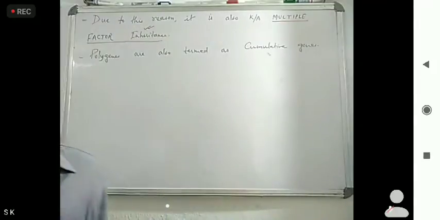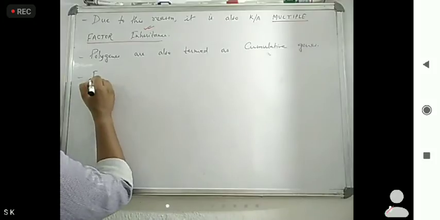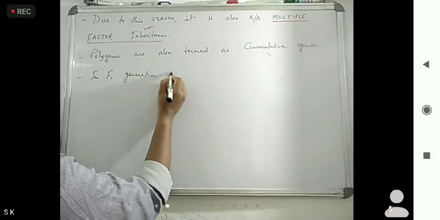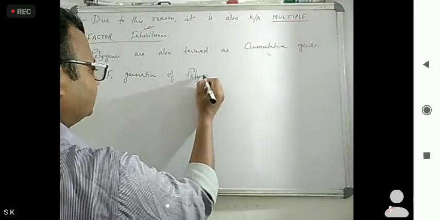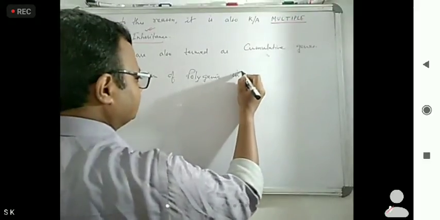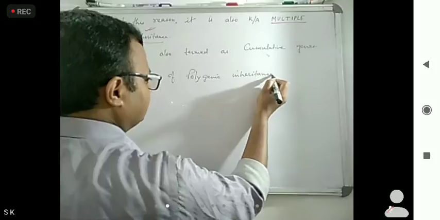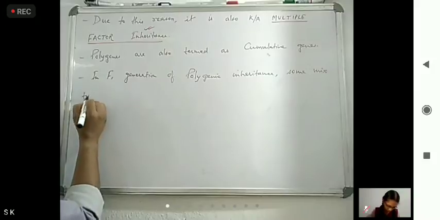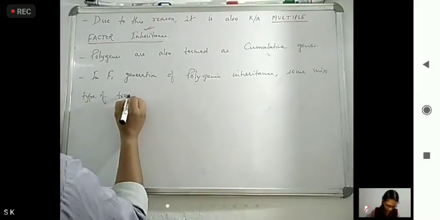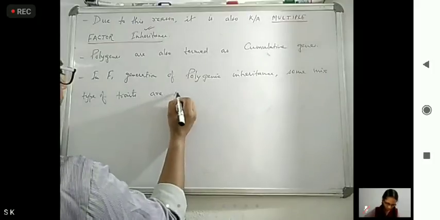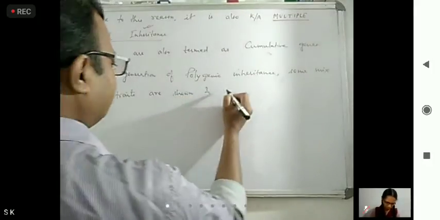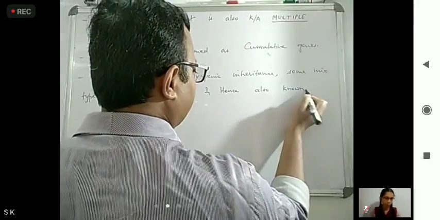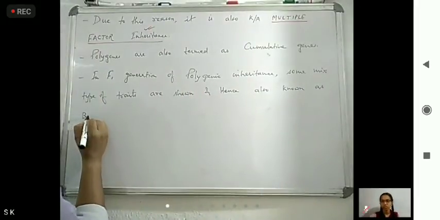So what we can say, in the F1 generation of polygenic inheritance, some mixed type of traits are shown, and hence it is also known as blending inheritance.